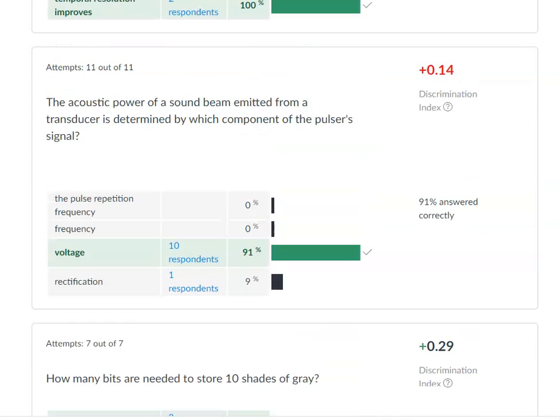Next question. The acoustic power of a sound beam emitted from a transducer is determined by which component of the pulser signal? The power is the voltage. Rectification is the change of the signal that comes back into the system from an alternating current to a direct current signal.